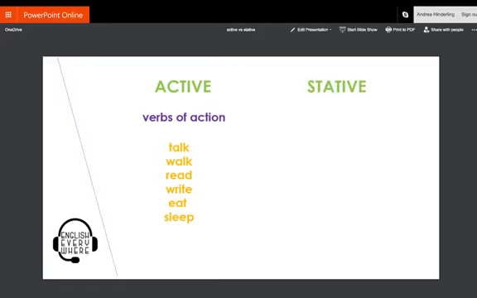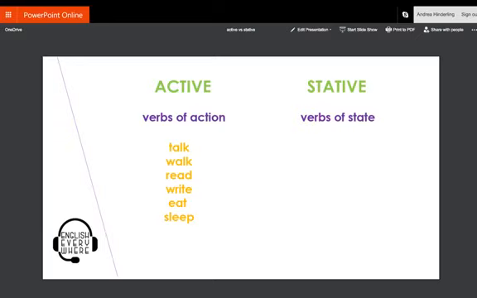Stative verbs, they're a little different. They are verbs of state, which is another way of saying verbs of being. So an action we know is something physical, yeah? Where a state is more a feeling or a way of being. So these are more, I guess you would say, more temporary, or they're not as physical as active verbs. They're verbs of state, verbs of being.